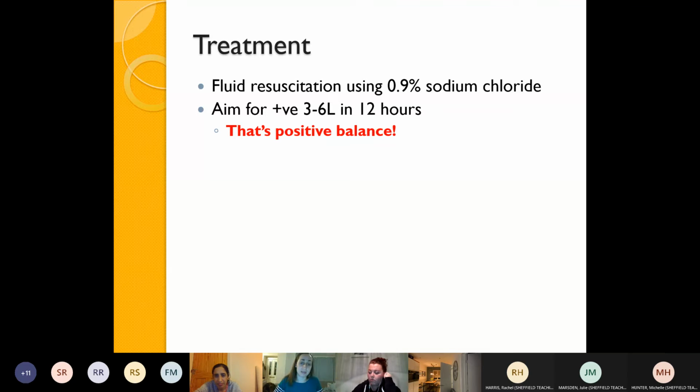That 80 kilogram person I mentioned who's got a deficit of 17 litres, we're not going to be correcting 17 litres worth in the first 12 hours. We would expect that to take a few days, but we need to be getting comfortably positive in the first 12 hours.